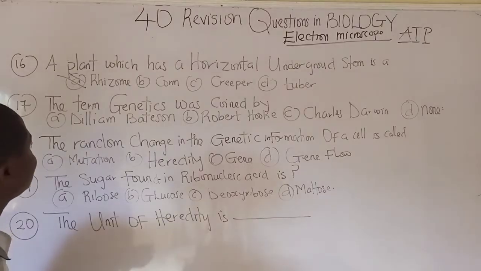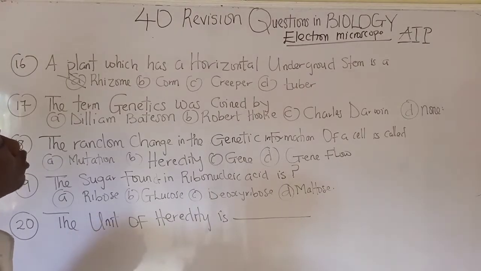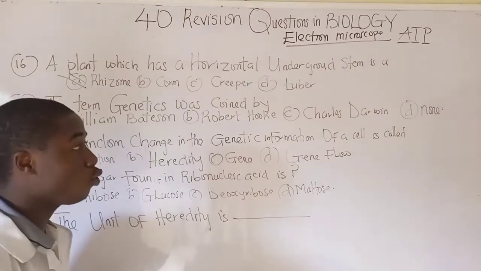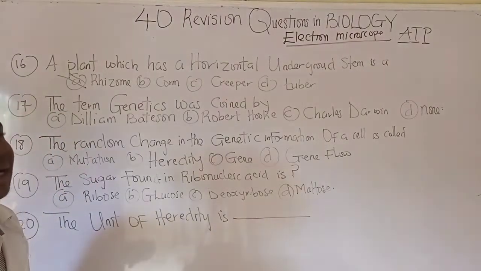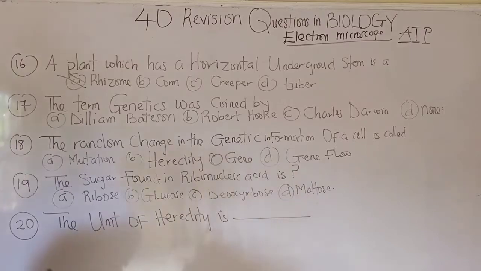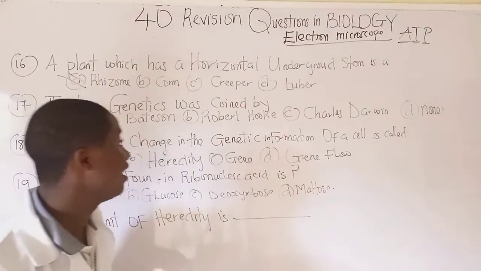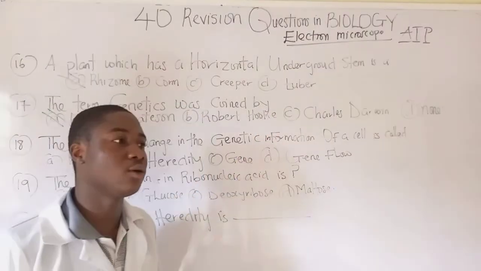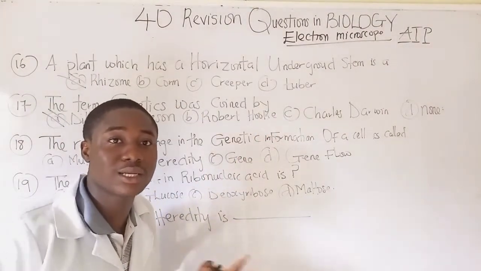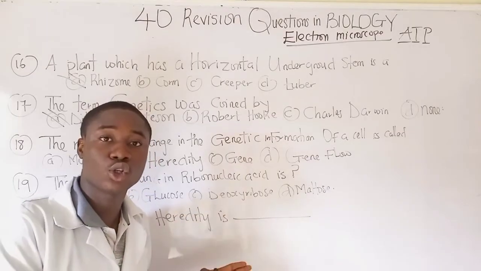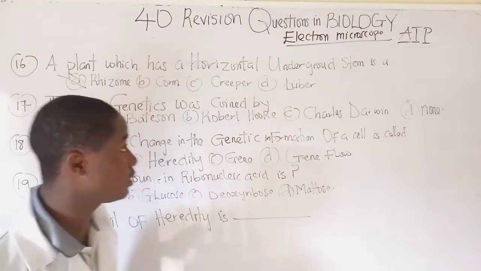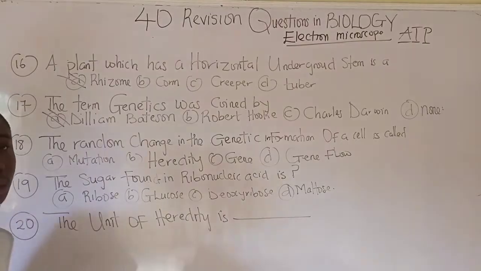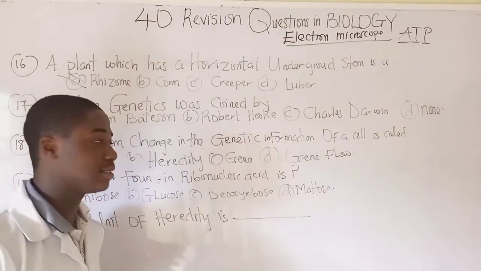Question 17 says the term genetics was coined by William Bateson, Robert Hooke, Charles Darwin, and none of the above. That's option D. Basically, the answer is option A, which is William Bateson. Robert Hooke brought about the cell theory, and Charles Darwin brought about discoveries like natural selection, in conjunction with Wallace. So the answer is option A, William Bateson.